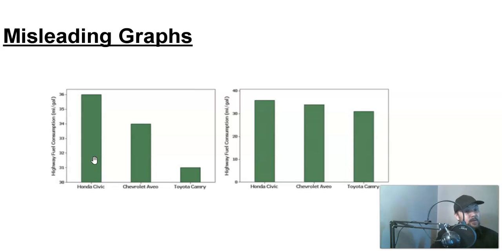So this is not a histogram. This is a bar graph, right? Because we're talking about qualitative data here. These are types of cars, not colors this time, but types of cars. We have the Honda Civic, we have the Chevy Aveo, and the Toyota Camry.